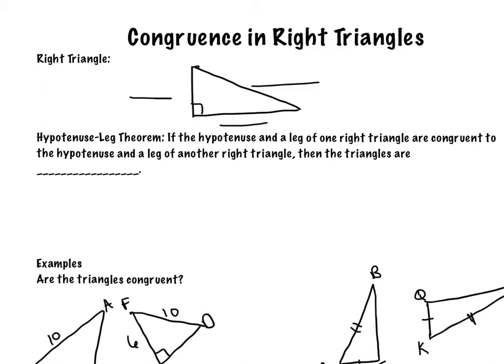So, a couple of things. Reviewing what a right triangle is: you have the two legs, the sides that include the 90-degree angle. And then the side opposite the right angle is the hypotenuse.